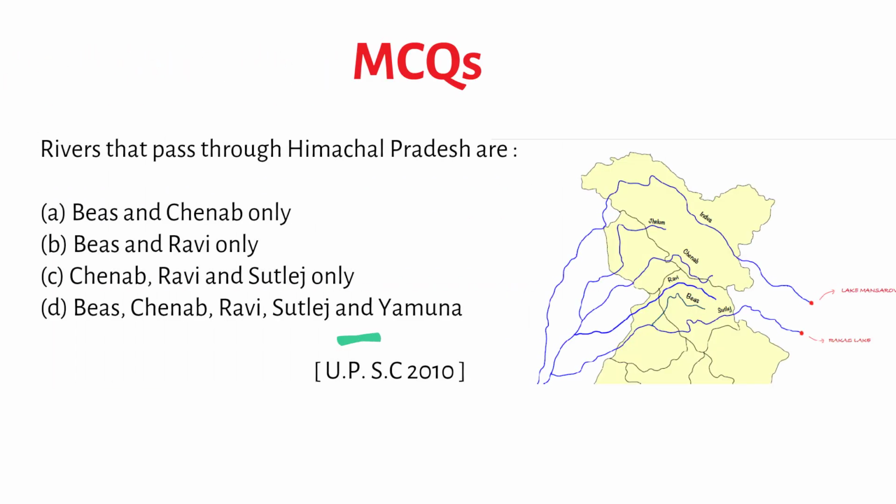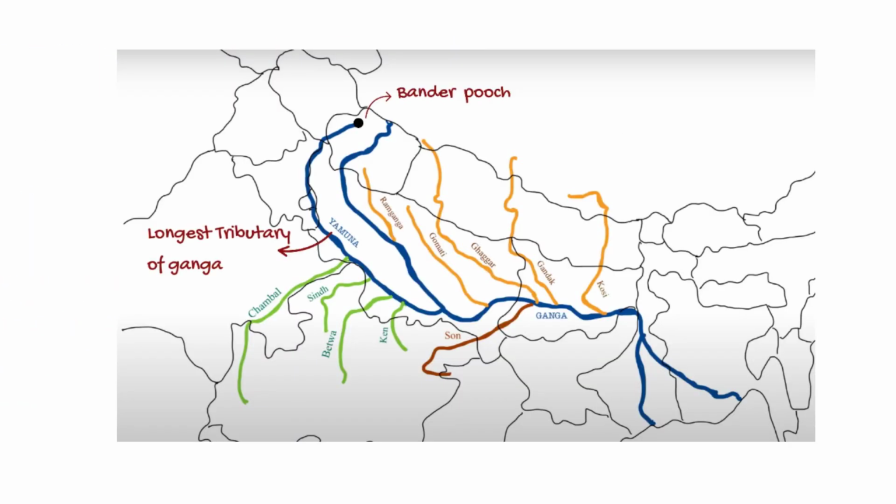Now this question was asked in 2010. Rivers that pass through Himachal Pradesh are... This is a tricky question but also an easy one. Questions like these require you to think calmly during prelims exam. Chenab and Yamuna are given in the options and this will confuse you. Do they flow from Himachal Pradesh? Yamuna starts from Bandarpunch Glacier in Uttarakhand. So how could it flow from Himachal Pradesh?